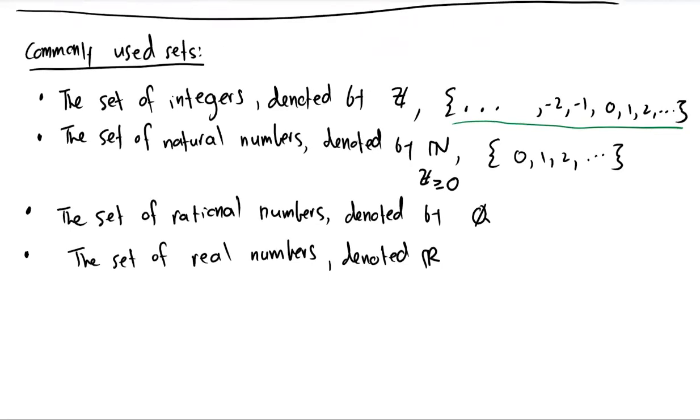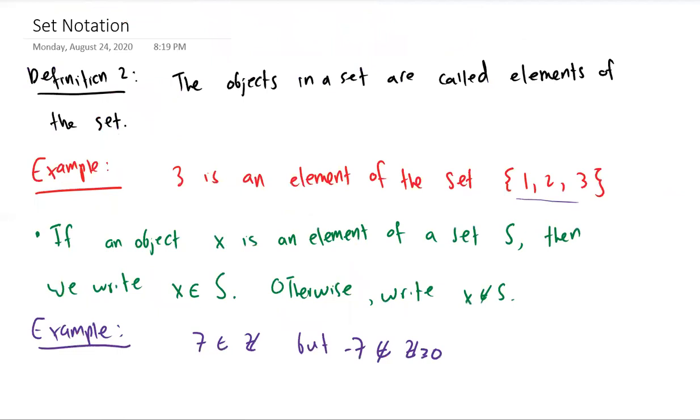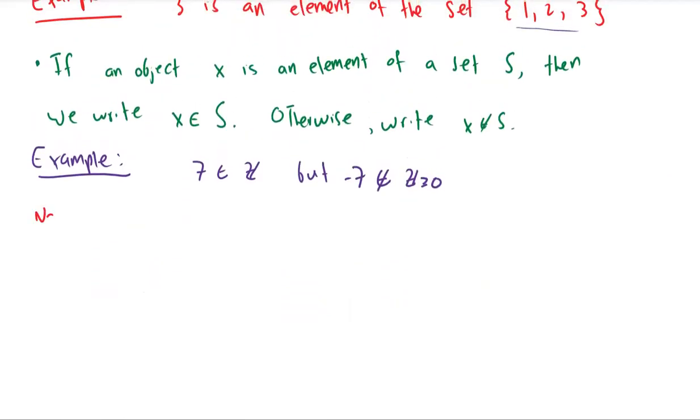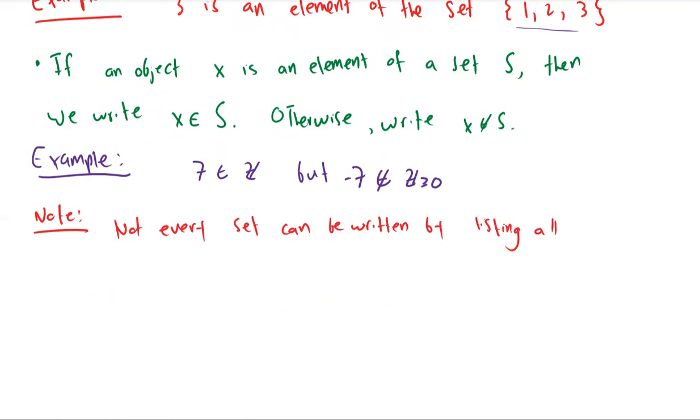So just let me make a note of that. Note, not every set can be written by listing all of its elements. And even if a set is finite, you might not want to write down all of its elements, right? Because let's say you have a finite set, but the set has 1,000,000 elements. That's still finitely many, but you don't want to write 1,000,000 elements between brackets, right? It's going to take forever. All of its elements.